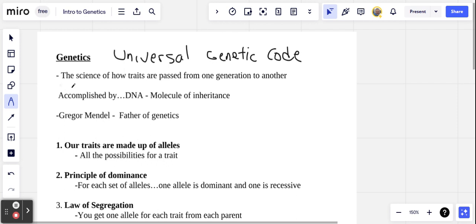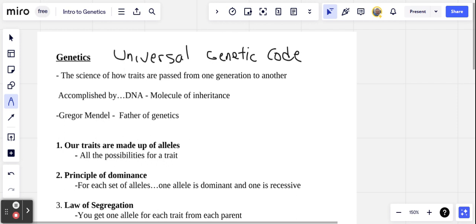So in this unit, we're going to look at how our traits are passed on. How can we figure out what the likelihoods are of an organism getting these different possibilities for a trait? And how can we make little maps that show that? How can we look at mutations that may affect that, and so on? So this is just kind of our introduction.